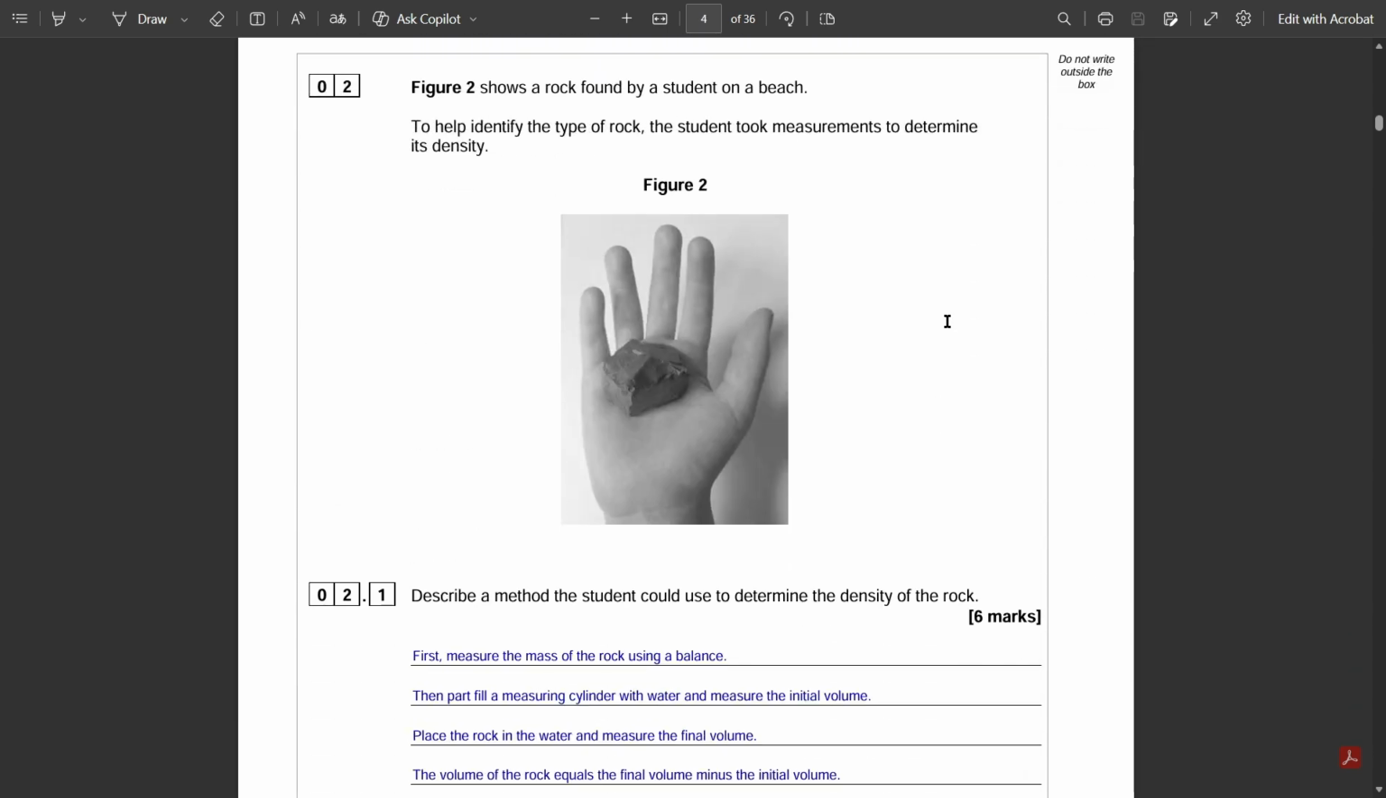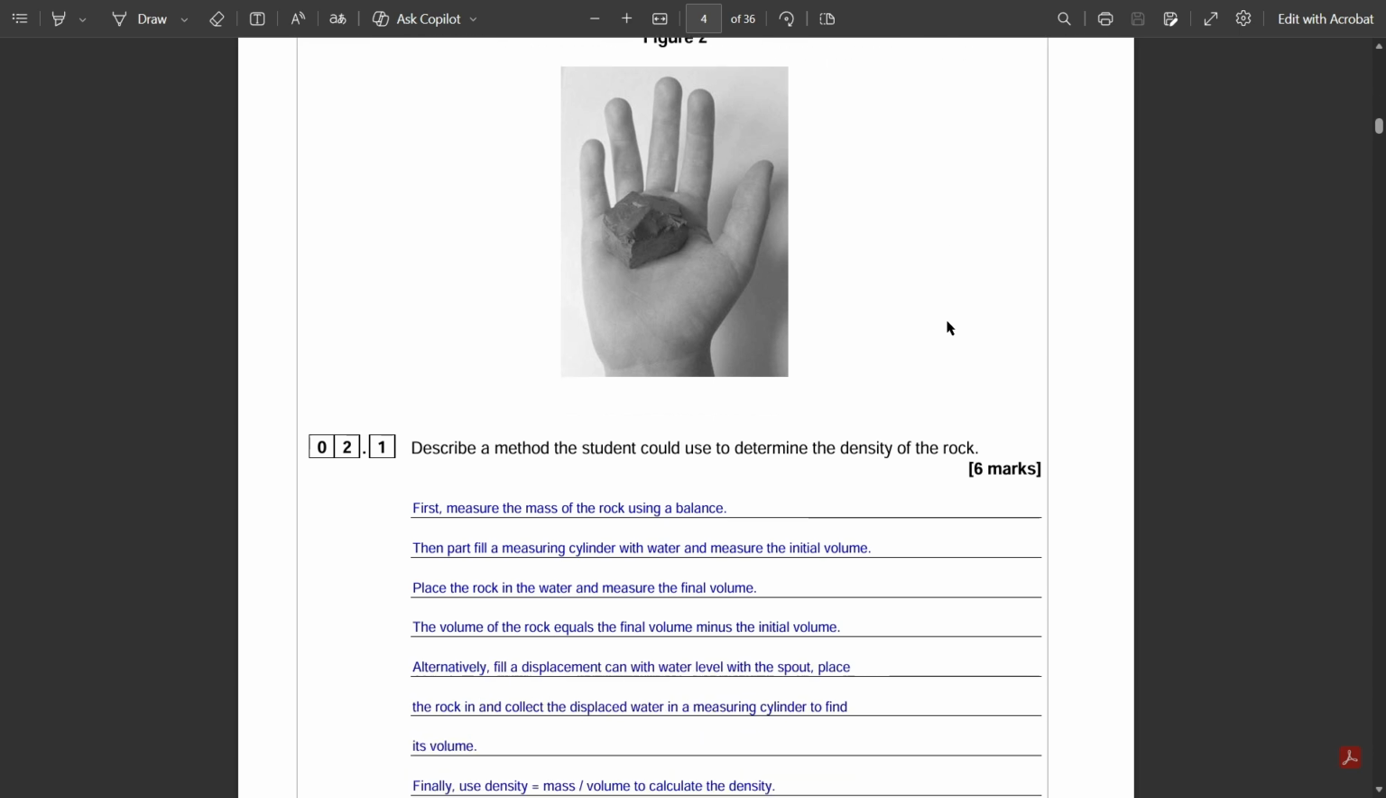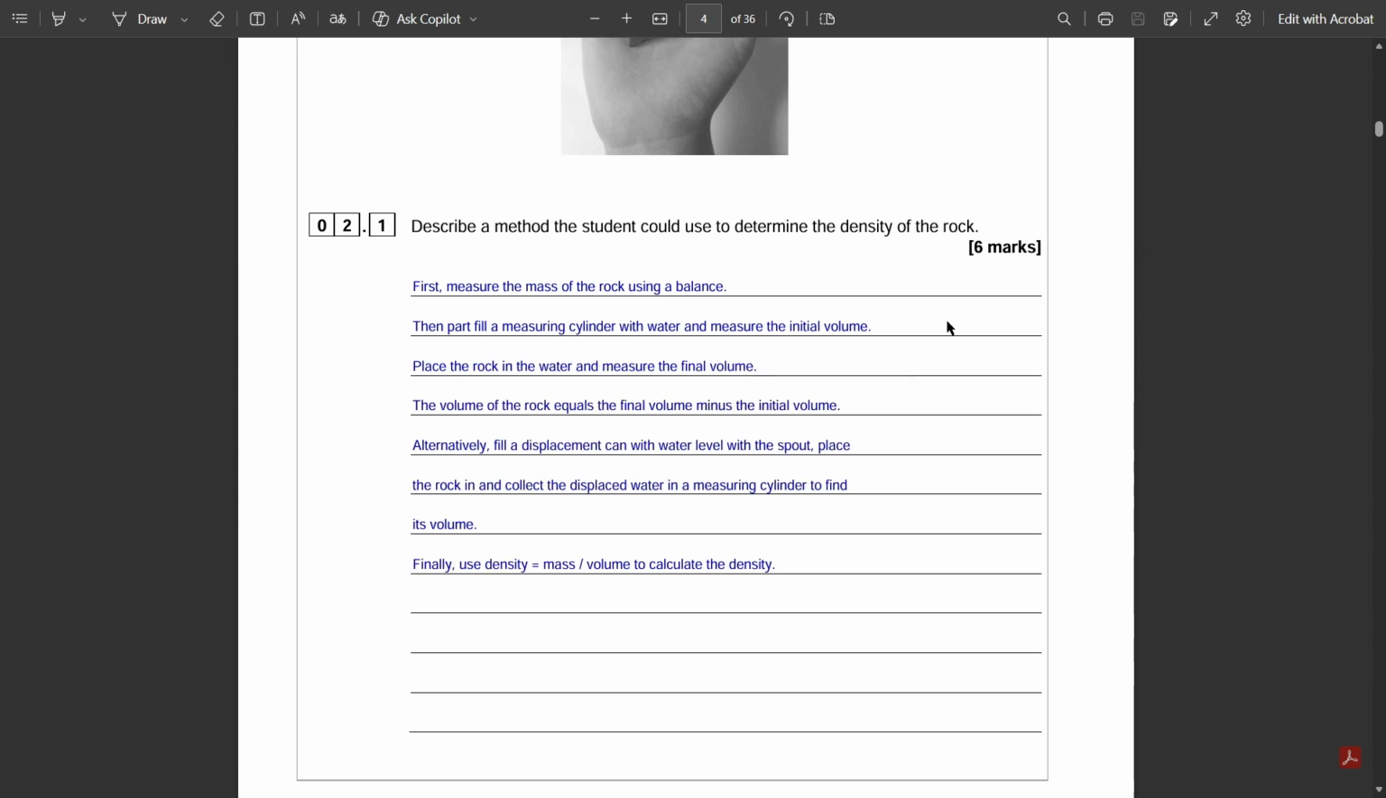Figure 2 shows a rock found by a student on a beach. To help identify the type of rock, the student took measurements to determine its density. And then for 2.1, we have our first 6 marker of this paper. Describe a method the student could use to determine the density of the rock.